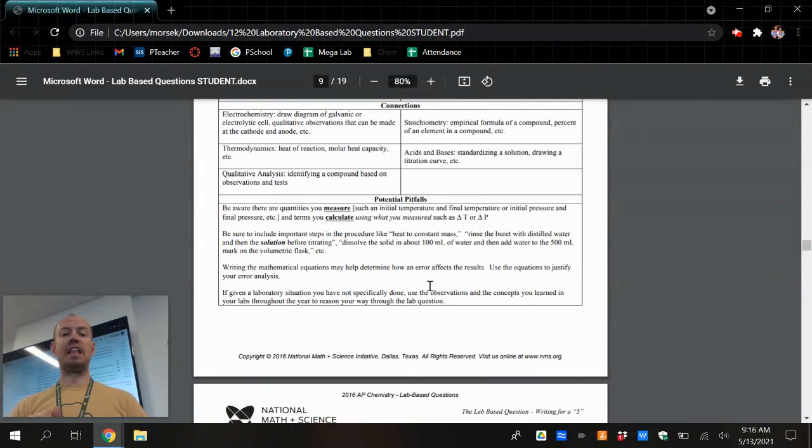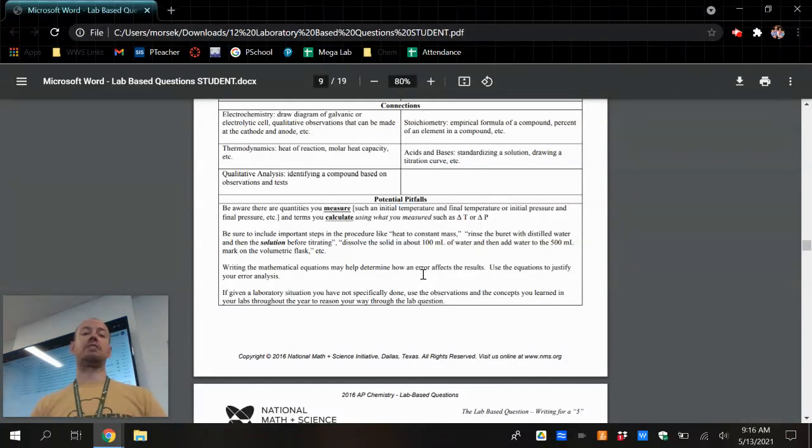We rinse our glassware with the solution. We dissolve things. When we are making a solution, and there's a question about this on the quiz, we put in some water, we add what we're trying to dissolve, and then we fill to the line of our flask. That's really important.